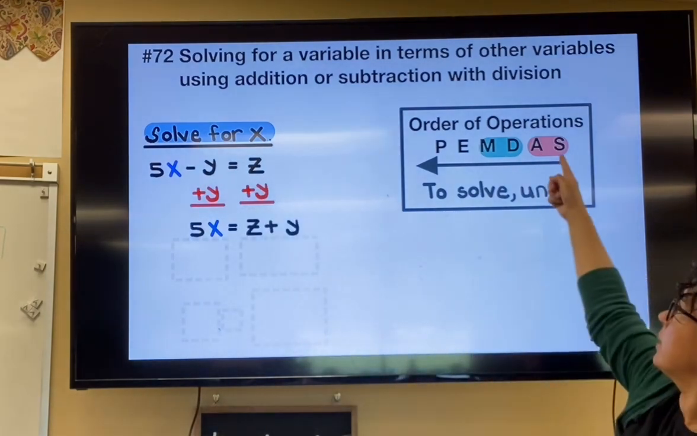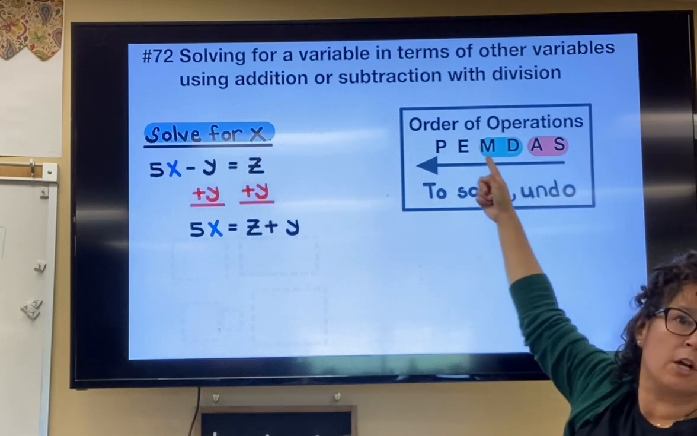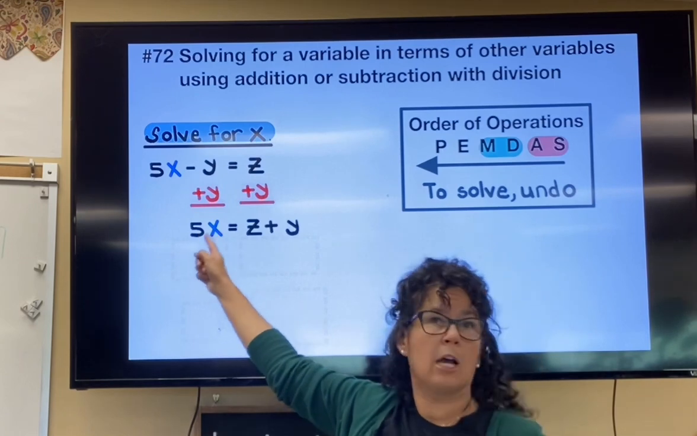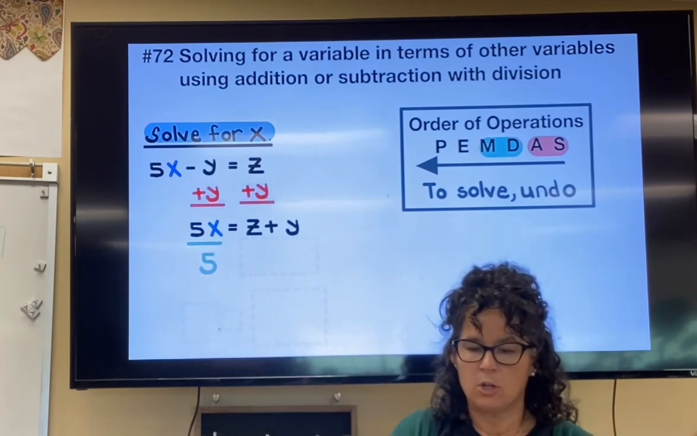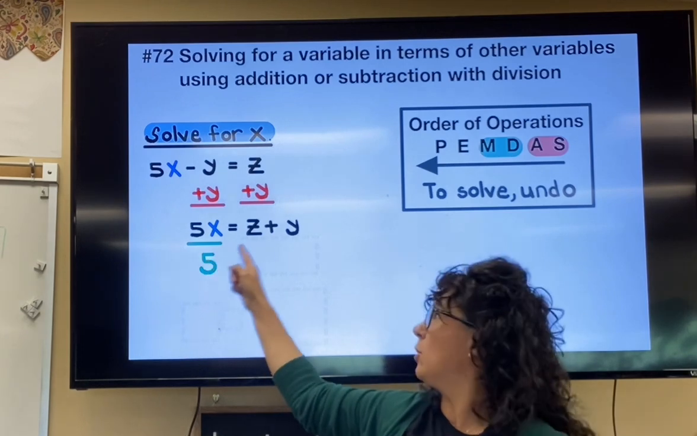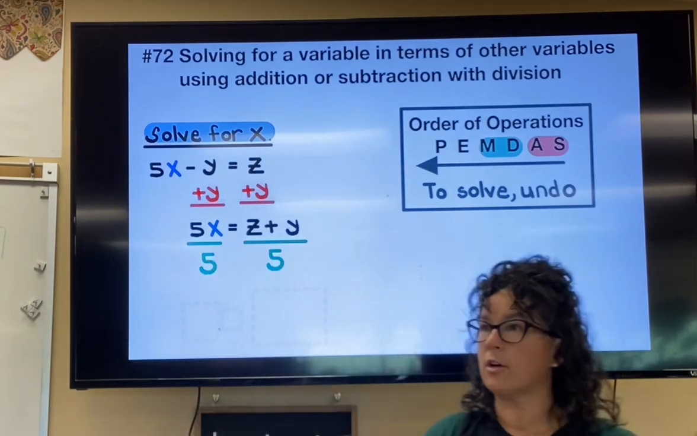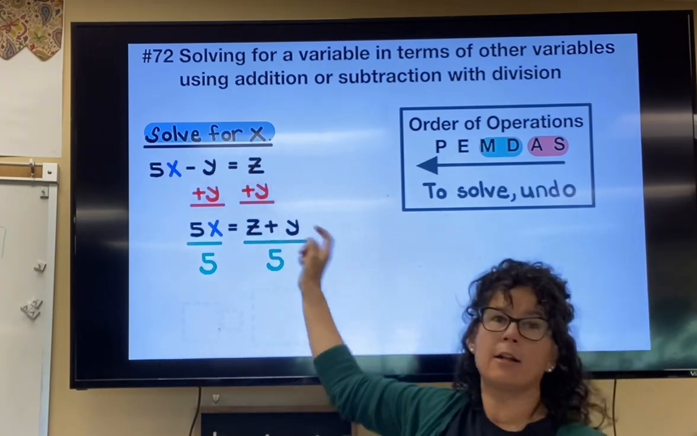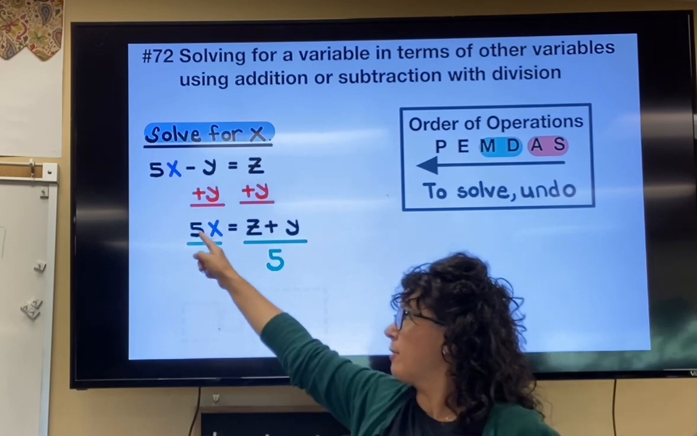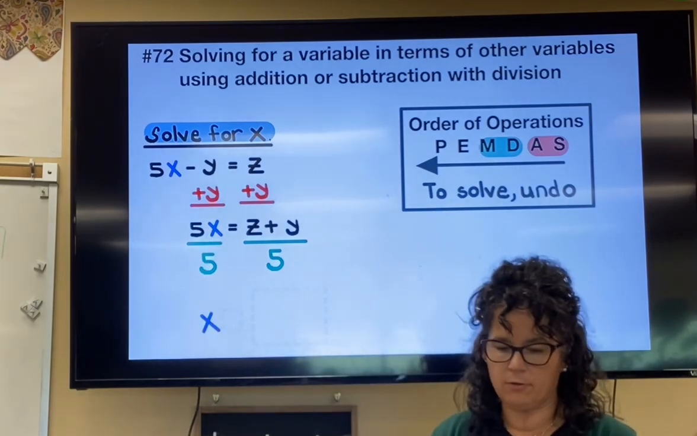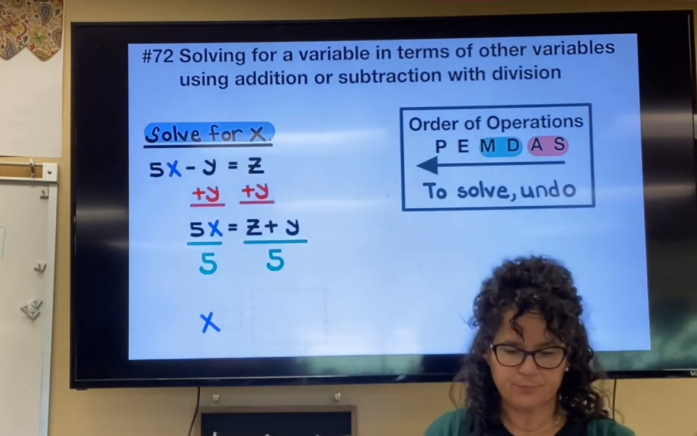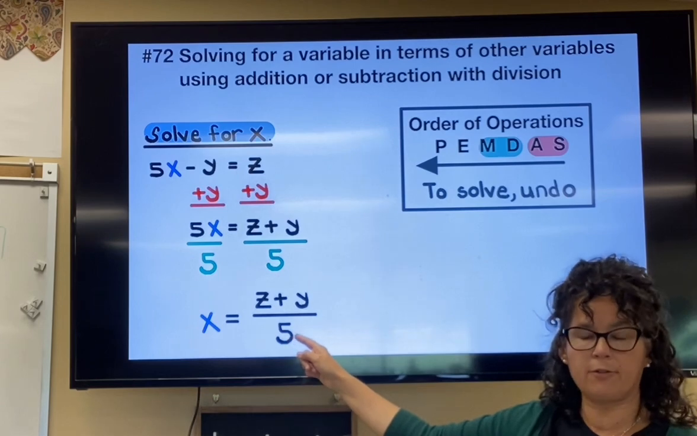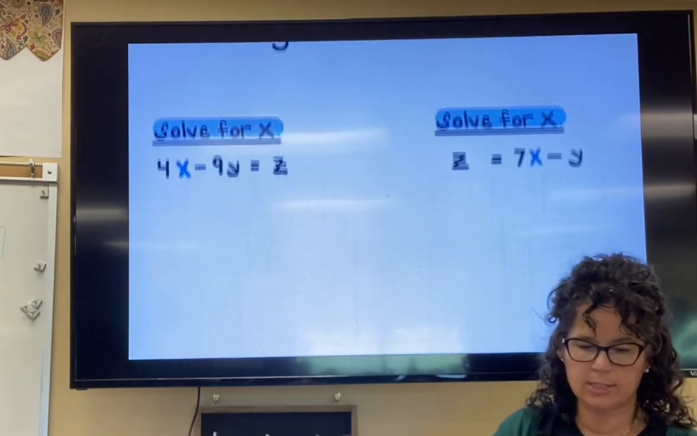Okay, now that we've gotten rid of the subtraction, we can move on to getting rid of the multiplication and division. So to get rid of times 5, I'm going to divide by 5. You show that with an underline. What I do to one side of the equal sign, I do to the other. Keep in mind you're dividing the entire side by 5, so all of that is then in the numerator. This 5 got rid of that 5, so x is by itself. Let's bring down the equal sign. And we have the fraction z plus y all over 5. Okay, so let's look at 2 more examples.